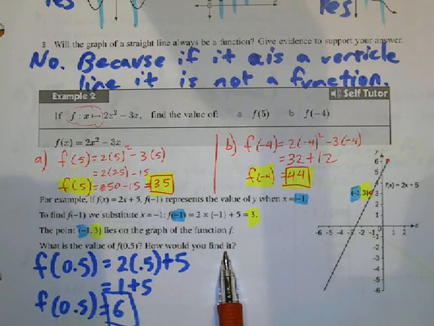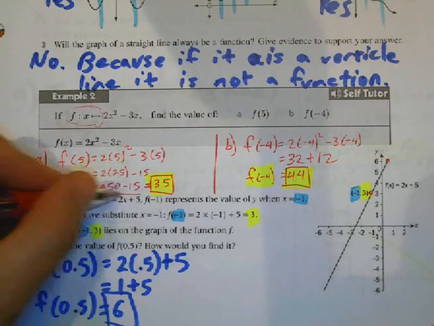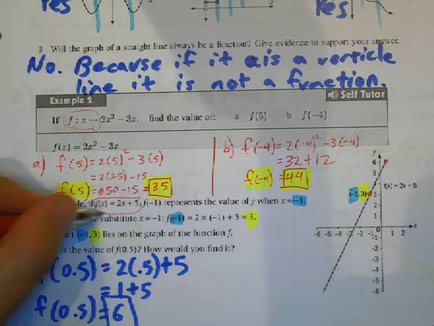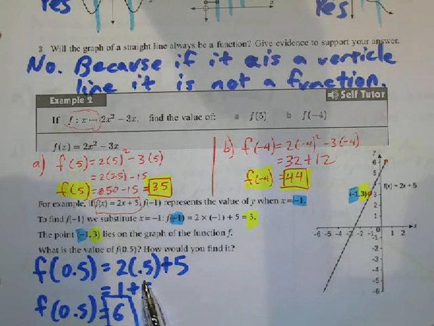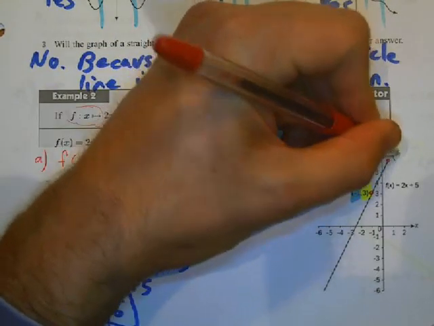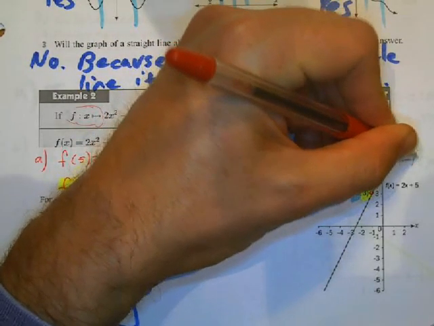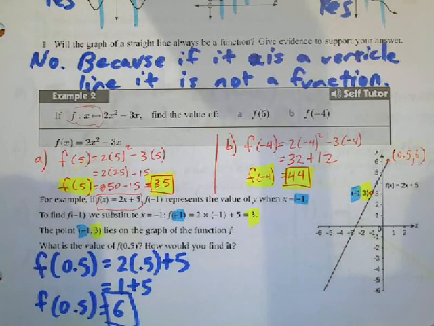To find the value of f of 0.5, I'm taking my function and replacing x with 0.5. Then I end up with 2 times 0.5, which is 1, and 1 plus 5 is going to give me 6. So this means that when x is 0.5, y is 6, and that is right here at 0.5 comma 6. Okay, you might want to hit pause.